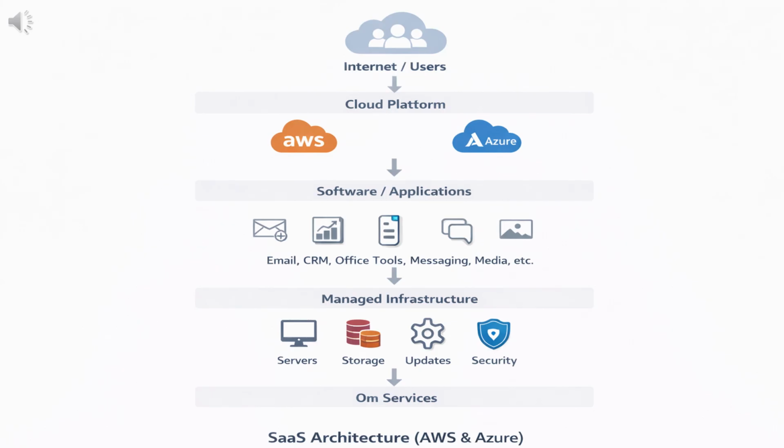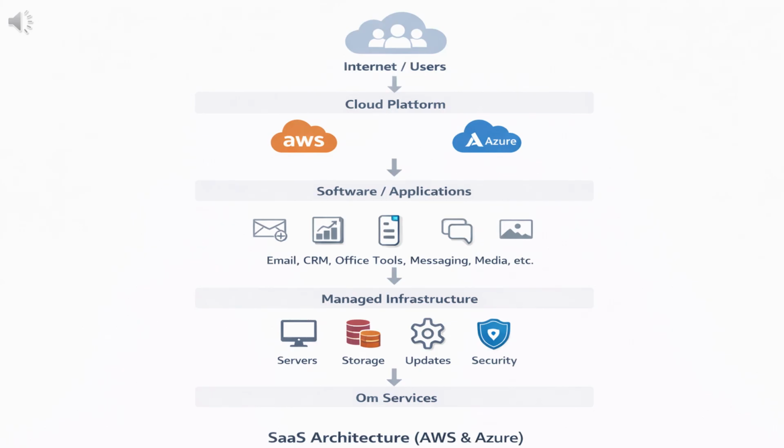Step 2: Application layer. Next is the application layer. Explanation: This is the actual software that users interact with. Real-time example: Email services, office tools, or CRM systems that you use daily. Users do not worry about installation or updates.